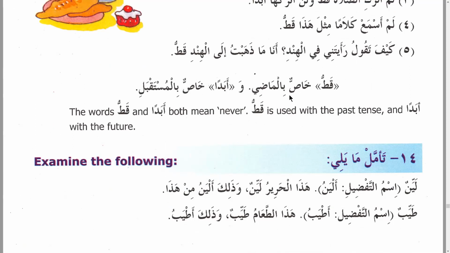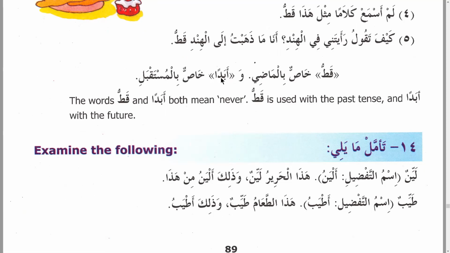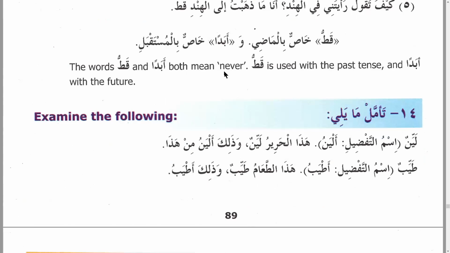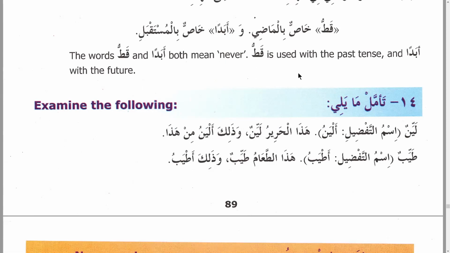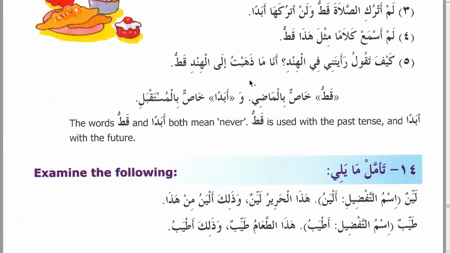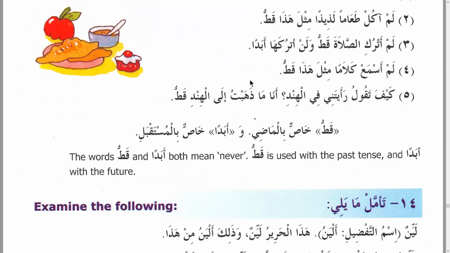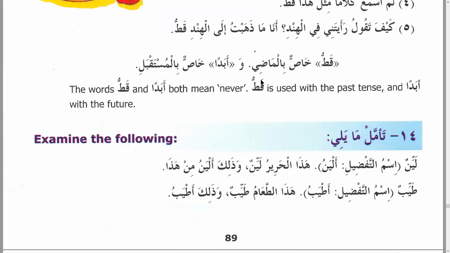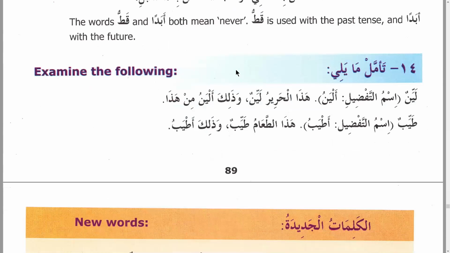It comes in the Quran all the time. خالدين فيها أبدا. They will live in it forever. Abadan, khasun bil mustaqbal. It is only specific to the future. The words qattu and abadan both mean never. Qattu is used with the past and abadan is used with the future. But abadan, if it's not coming with a negative sentence, then it could mean ever also. Khalidina, like they will live in it forever.